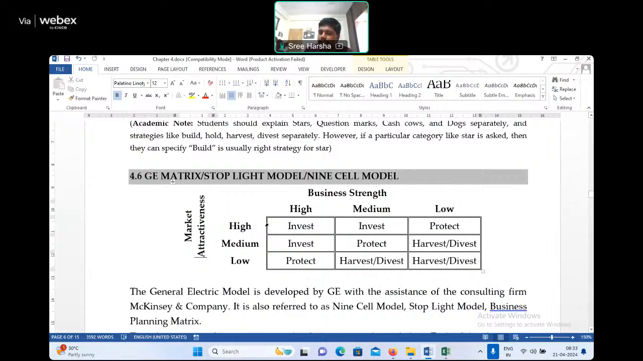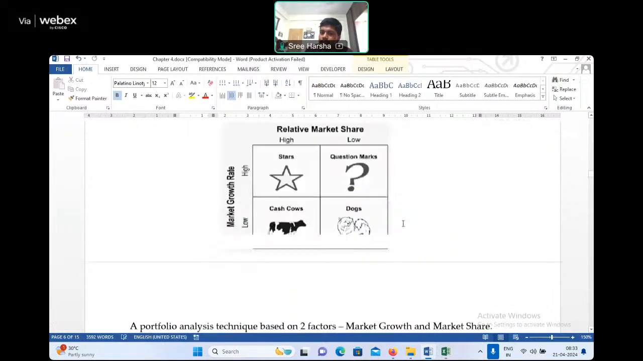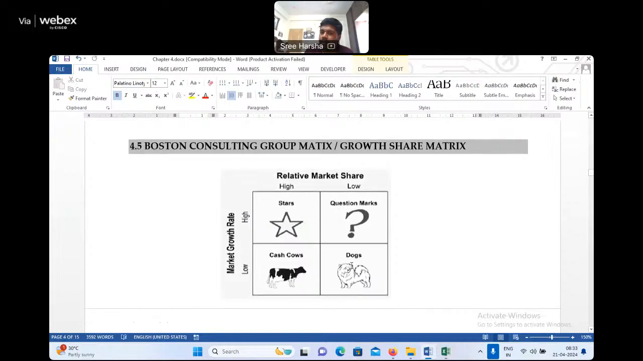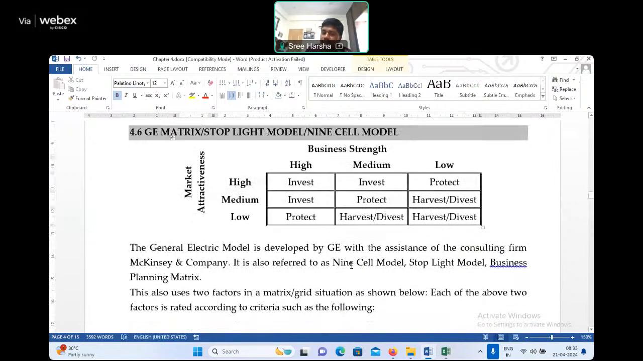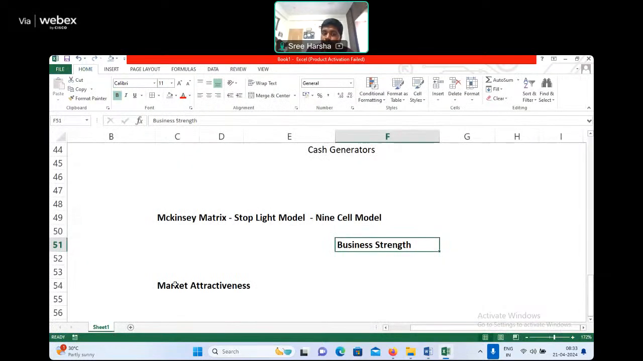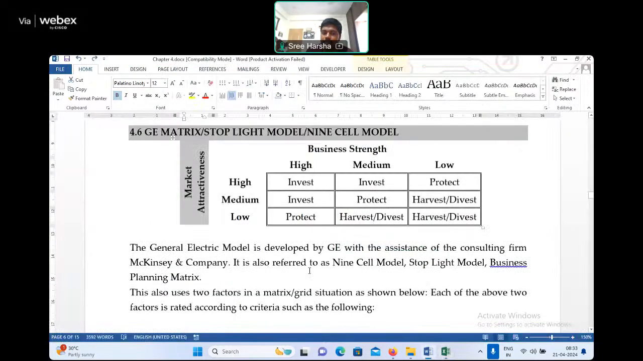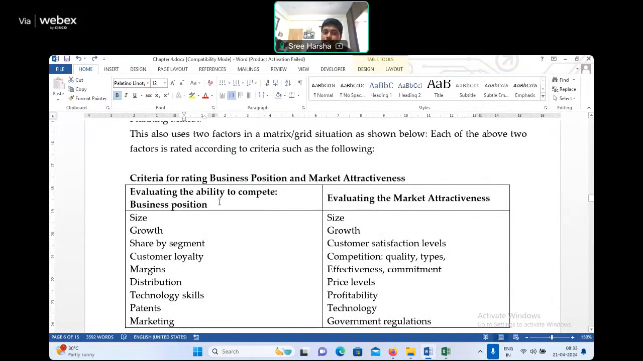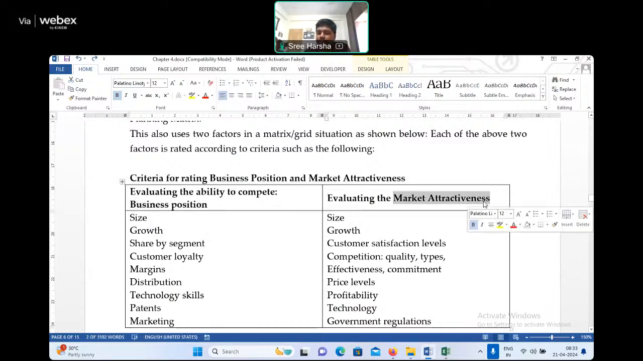The difference is very simple. Here there are 9 cells in total, in BCG there are 4 cells in total. But that is not the difference. The difference is the factors considered by them: business strength and market attractiveness. In BCG, we considered only market growth on one axis and market share on the other, which is wrong. Here they consider business position and market attractiveness, which are comprehensive factors.